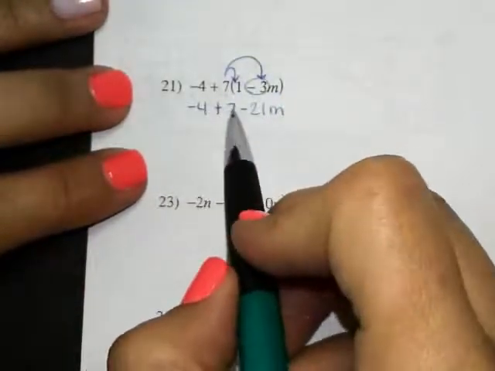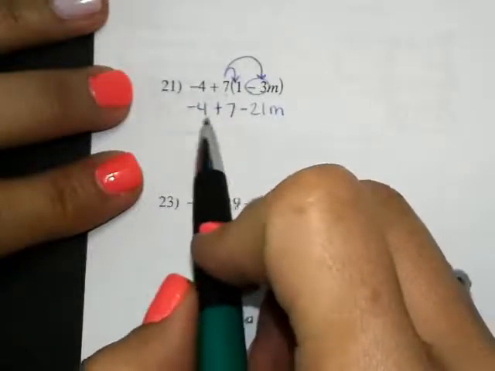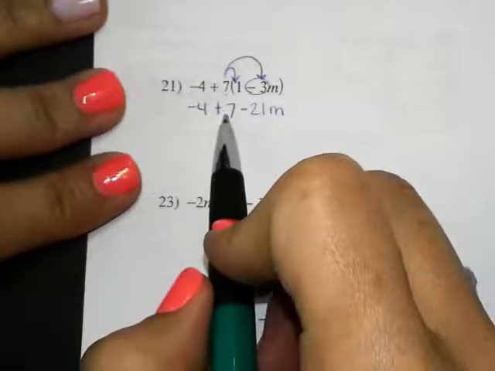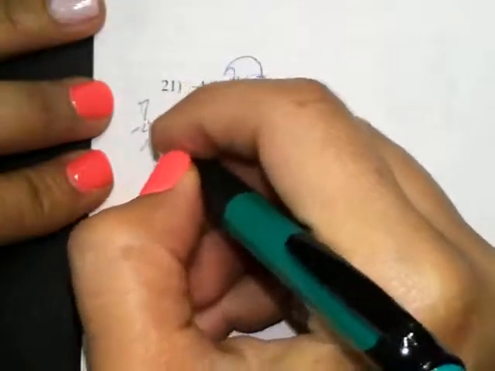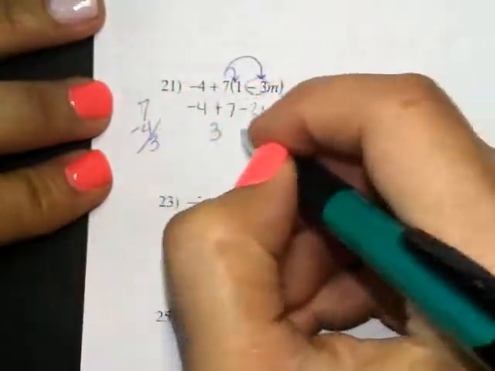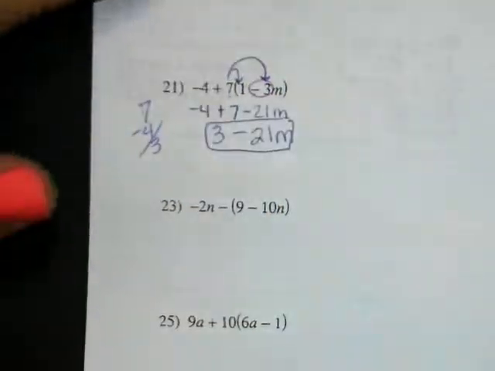Now notice, these two don't have a variable, so they're considered like terms. I can combine them. A negative and a positive means, since they're different signs, you have to subtract them. 7 minus 4 makes 3. So you have 3 minus 21m, and you are done.